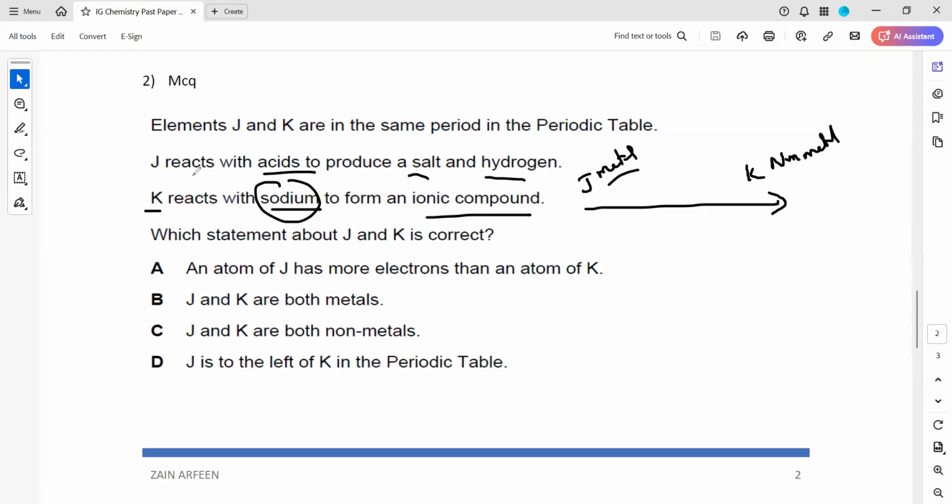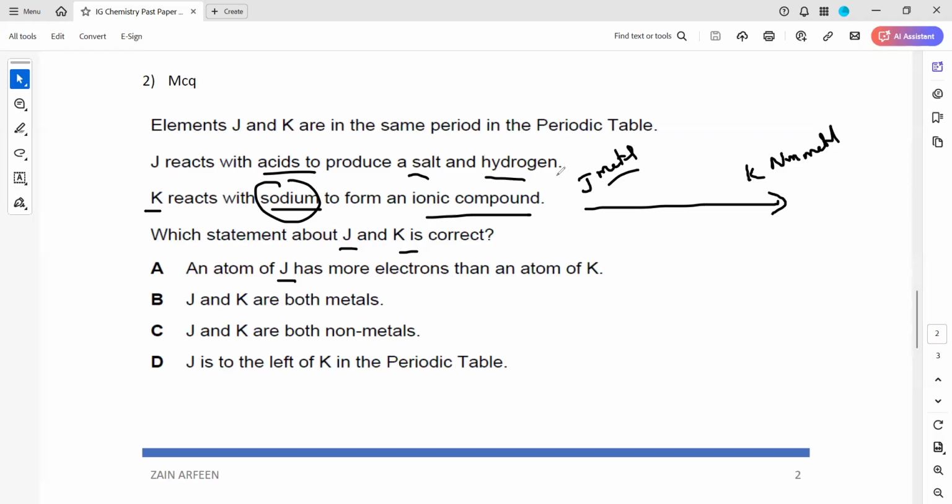Which statement about J and K is correct? An atom of J, as they mentioned, they are in the same period, okay? And metals are always on the left hand side of the periodic table, non-metals on the right hand side. So an atom of J has fewer electrons than an atom of K.